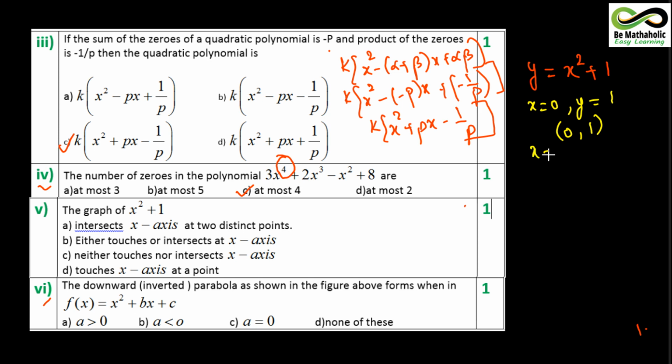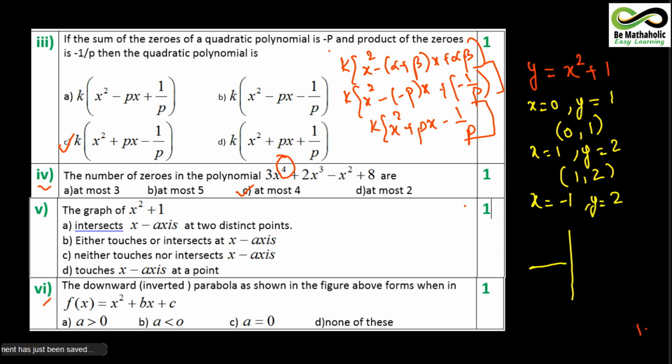If I put x equal to 1 children, I will have y equal to 2. So another pair of coordinates will be 1, 2. Similarly, suppose I put x equal to minus 1. So minus 1 whole square will be plus 1, and 1 plus 1 will be 2 again. So roughly if you plot the graph of this children, you just see one pair of coordinates is 0, 1, somewhere over here it is going to be marked.